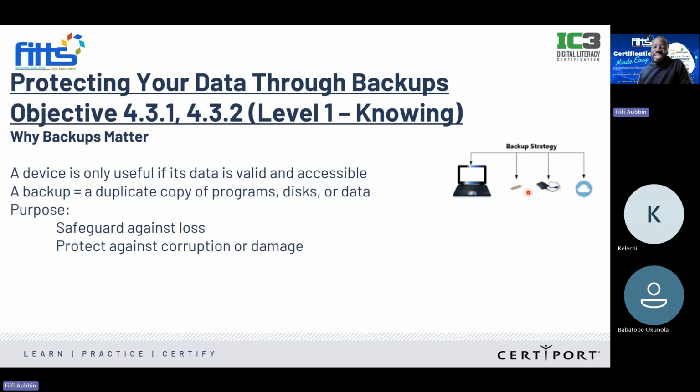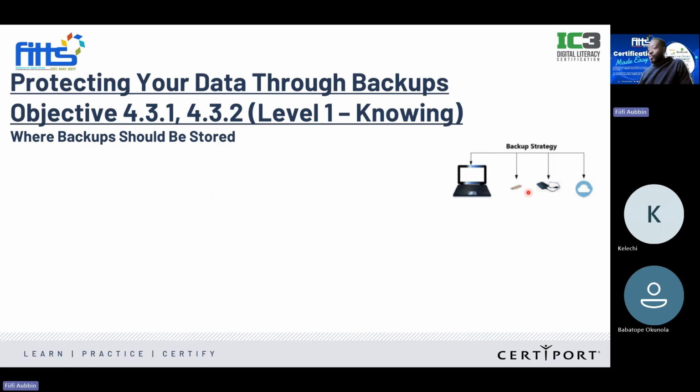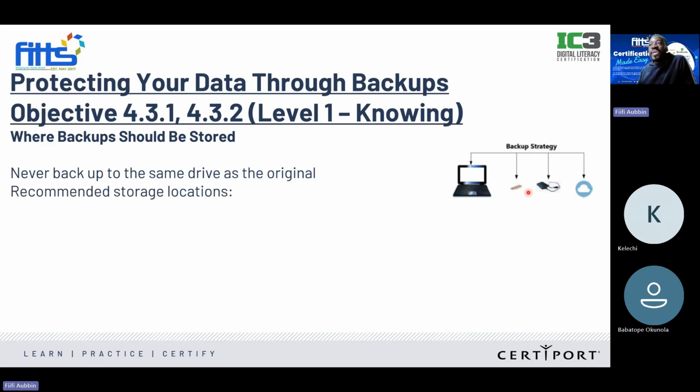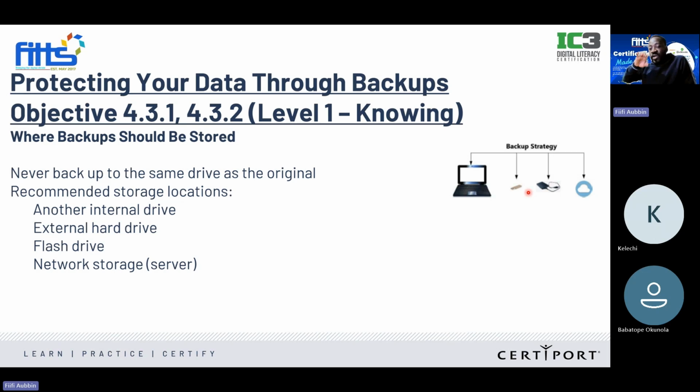So the slides that I've developed on the IC3 GS6, it's in my OneDrive in the cloud. So if something happens, I know I have a copy there. All I need to do is go there, download it, and use it. So where should backups be stored? Never back up to the same drive as the original, which is a big no. Recommended storage locations include another internal drive, or an external drive, flash drive, network storage. So you can save it on a company's server. And cloud services like OneDrive or Google Drive or Dropbox.